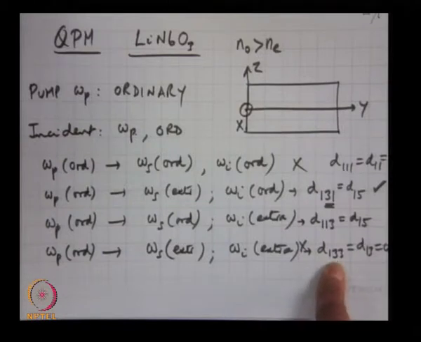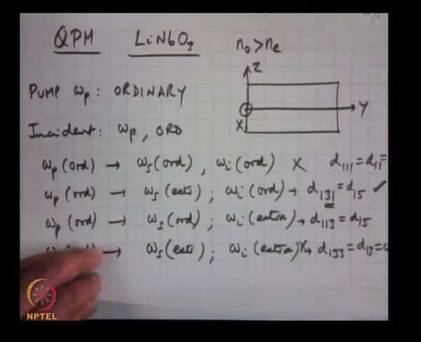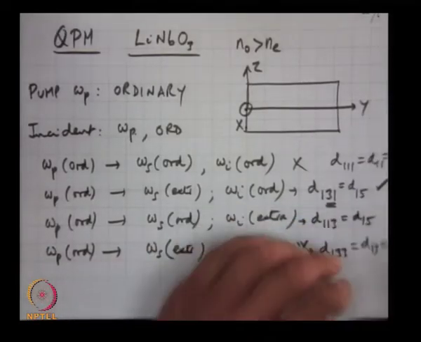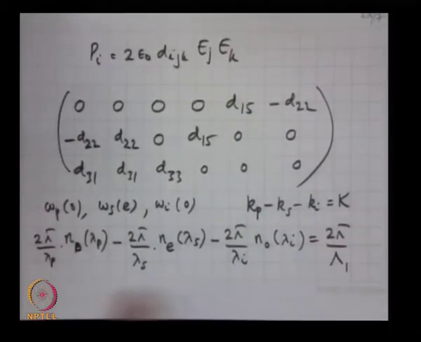So the only possibility is if I launch an omega pump, which is ordinary wave, I can generate an orthogonal pair of signal and idler light, which means I can have either the signal as an extraordinary wave and the idler as an ordinary wave, or the signal as an ordinary wave and the idler as an extraordinary wave. Because these two processes are different, we need two different phase matching conditions, and I had written down the phase matching conditions corresponding to the two processes. The first one required this condition.